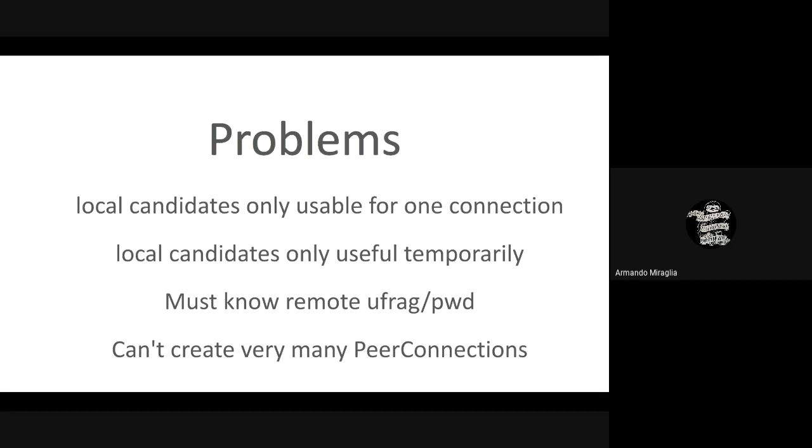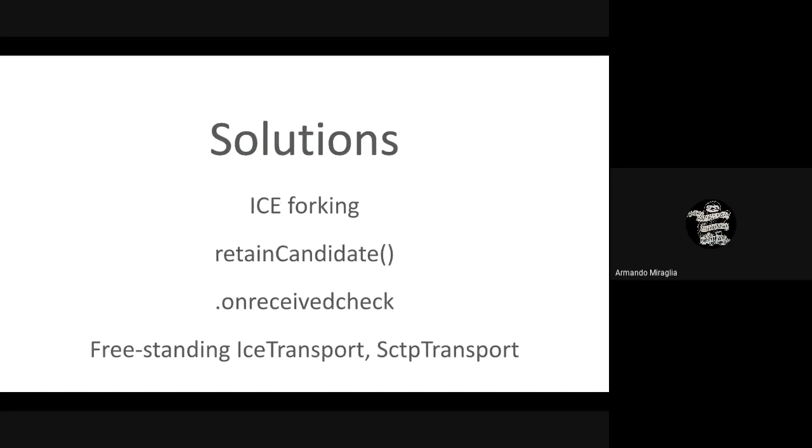Yeah. Okay. So the problems with the current peer connection, the WebRTC stack that does not allow this, is that we currently don't have a way to have local candidates be usable for more than one connection, and also for a long period of time. And you have to know the remote username and password before you can connect. And also, you can't create very many peer connections. Like Chrome has a 250 peer connection limit. 500. Oh, 500, okay. So they want to create more than 500? Yes, they want a lot. Oh, okay. Next slide.